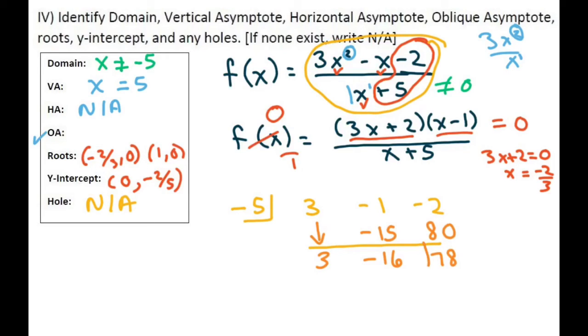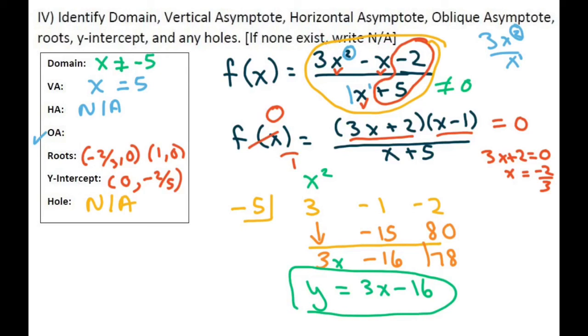And we don't really care about the remainder because remember, these asymptotes are based off limits. So we started with x squared, so this is going to be x. So my oblique asymptote is going to be y equals 3x minus 16. It's a slant line. So you write y equals 3x minus 16. And that's it.